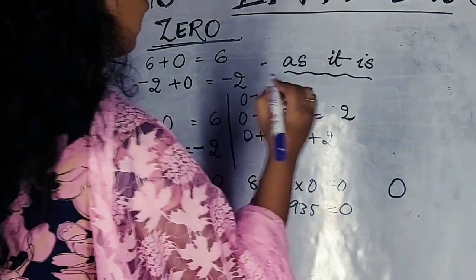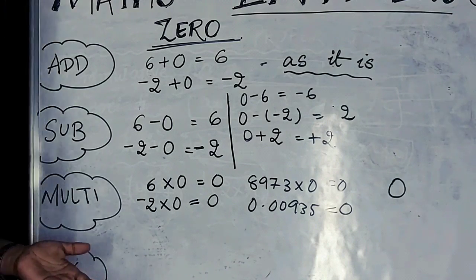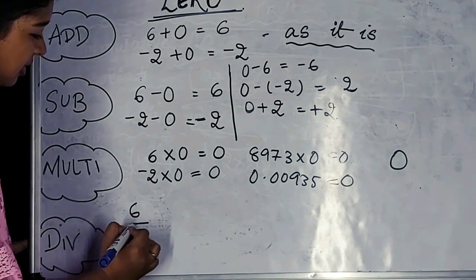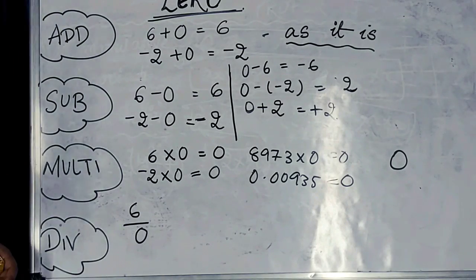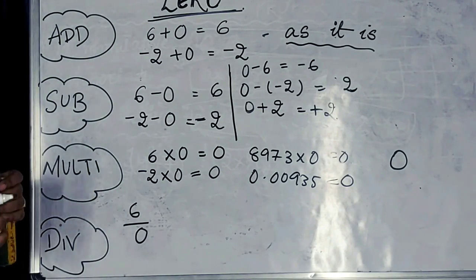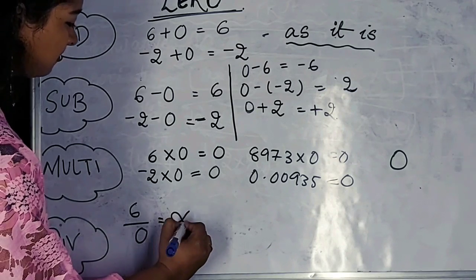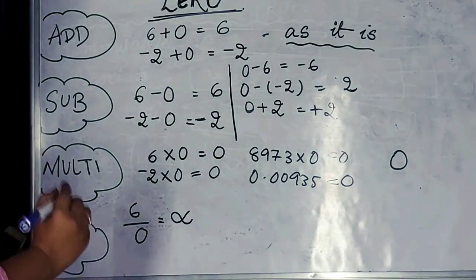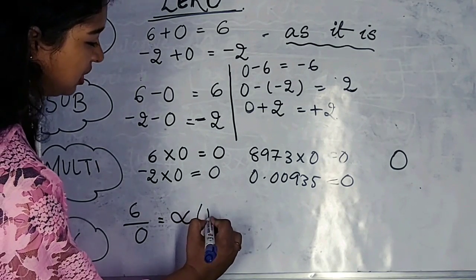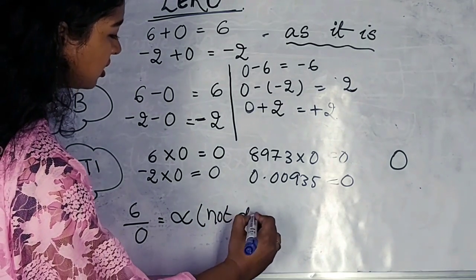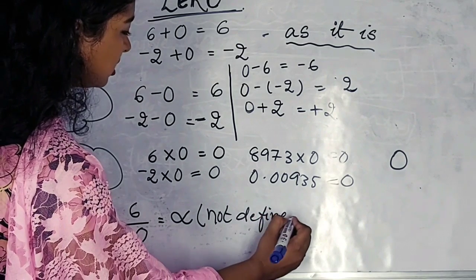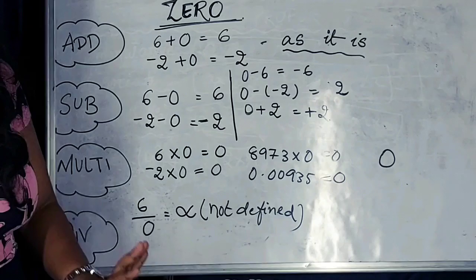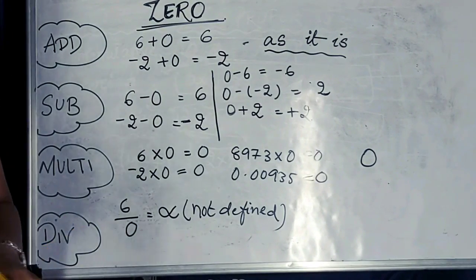Okay? Now, lastly, we are going to come to the division. If we are going to divide 6 by 0, the answer is nothing. It does not have any answer, so it is written like this, which means not defined. It means not defined because any number divided by 0 has no answer. It has no answer at all.